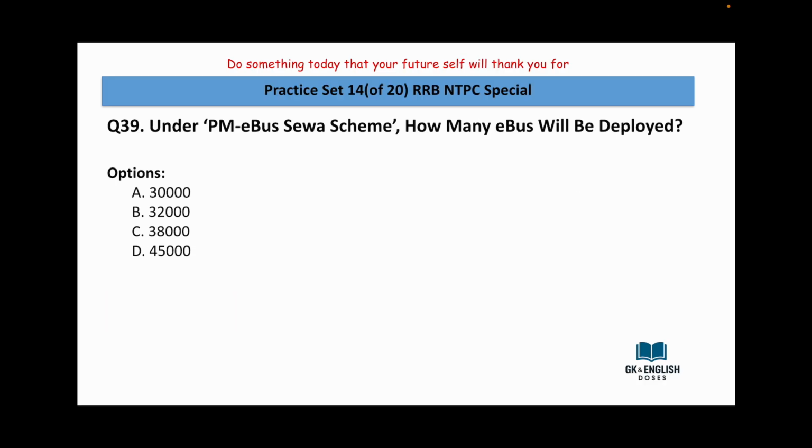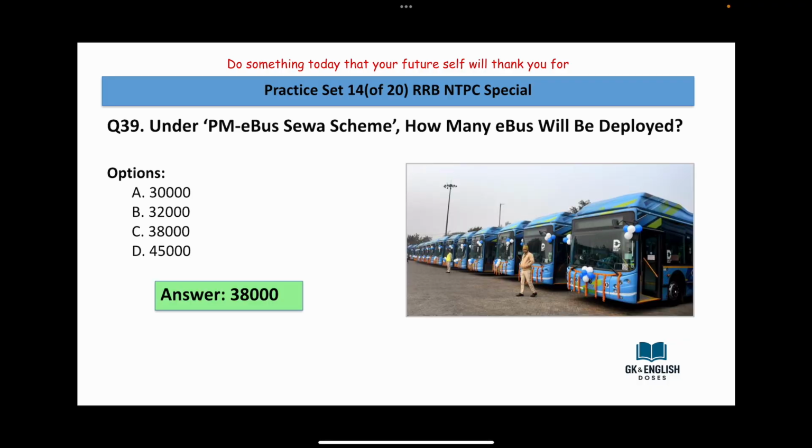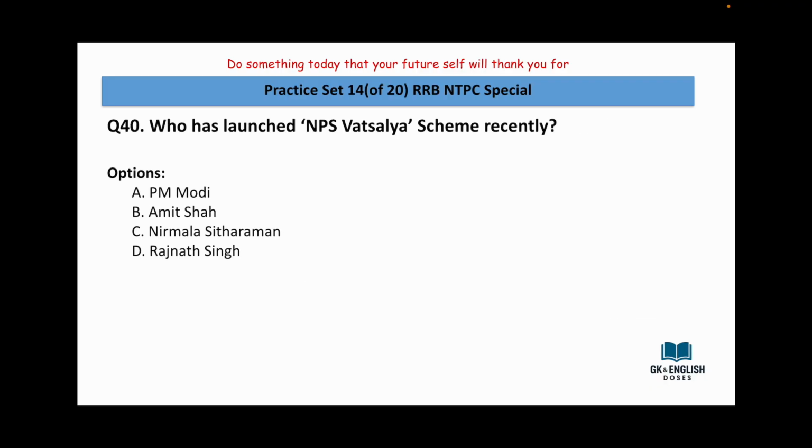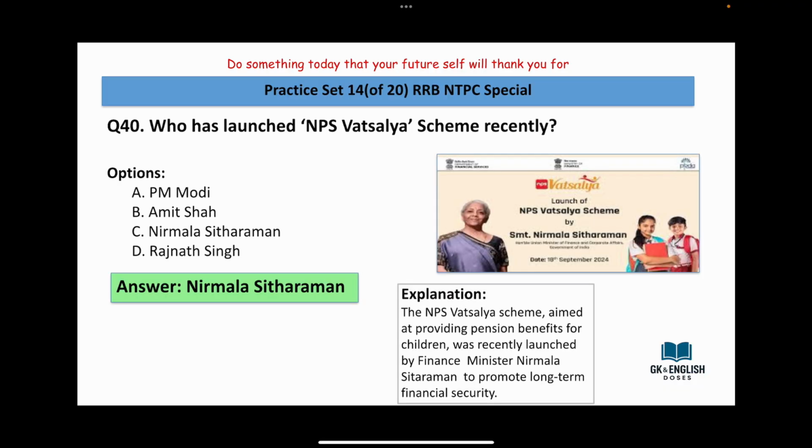Under PM E-Bus Seva scheme, how many e-buses will be deployed? 30,000, 32,000, 38,000, 45,000. The answer is 38,000. Who has launched the NPS Vatsalya scheme recently? PM Modi, Amit Shah, Nirmala Sitharaman, Rajnath Singh. And the answer is Nirmala Sitharaman. The NPS Vatsalya scheme, aimed at providing pension benefits for children, was recently launched by Finance Minister Nirmala Sitharaman to promote long-term financial security.